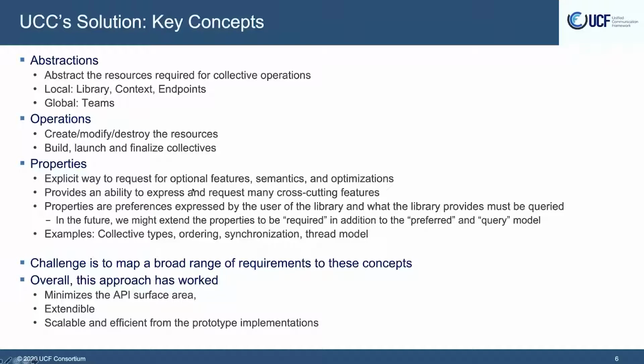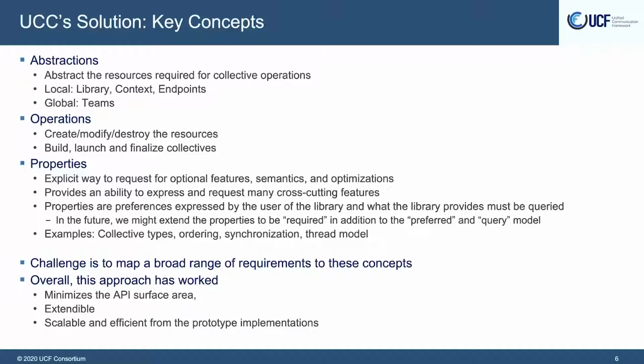For example, what are the properties? Properties could be a collective type, ordering, what ordering model you want, what synchronization model you want, what threading model you want, and in future, what memory type you want. These would all be properties. These properties could be cross-cutting. For example, you can express the collective types on a library, on a context, on a team. And currently, the way we model these properties is more of a preference. What I mean by that is you have a resource abstraction, and on that you express the properties. This is a way for the user to tell the library the properties they would like on the particular resource. And to figure out what the library actually provides, we need to query it.